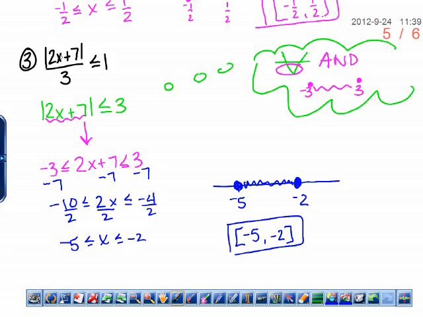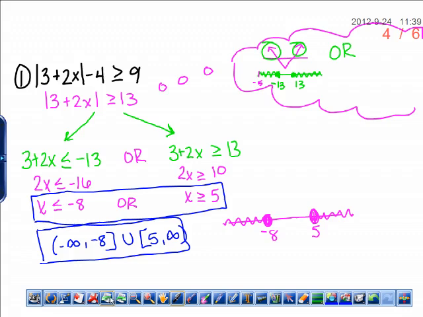2 times -3, -6 plus 7, 1. Absolute value of 1. 1. 1 over 3 is 1/3 less than or equal to 1. Yes. That's how you check the ands. You pick a number in the middle. For an or, you would have to check a number in each piece.